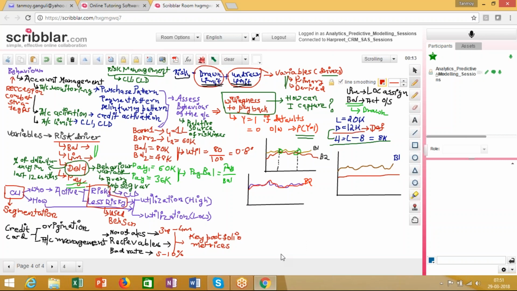This is really interesting, because if you want to get an idea about the product, it is always better to look into the product which the bank has to offer on their website. So this is a practice which you can do. Now, these are some of the portfolio matrices.